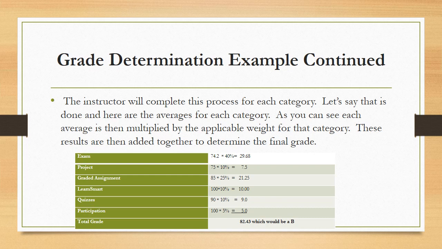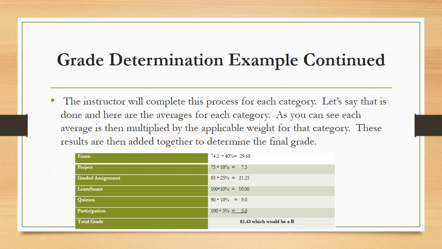Same with the Learn Smart. Add up each Learn Smart activity grade for each chapter, divide by the total number of Learn Smart activities. In this case, they got 100 on every one. So 100 times 10%, 10 points, or 10 points of the final grade are attributed to Learn Smart. The quizzes, again, added up each grade from each chapter quiz divided by the total number of chapter quizzes that were taken. A 90 average times 10%, 9 would be the amount of points from that category.